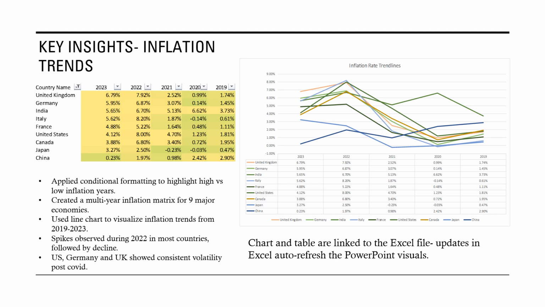And as we can see, spikes were observed during 2022 in most countries, followed by a decline. US, Germany, and UK showed consistent volatility post-COVID. And also to add, the chart and the table are linked to the Excel file. Updates in Excel will auto refresh the PowerPoint visuals.